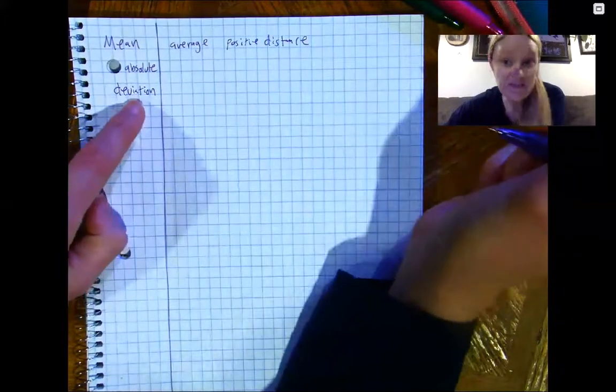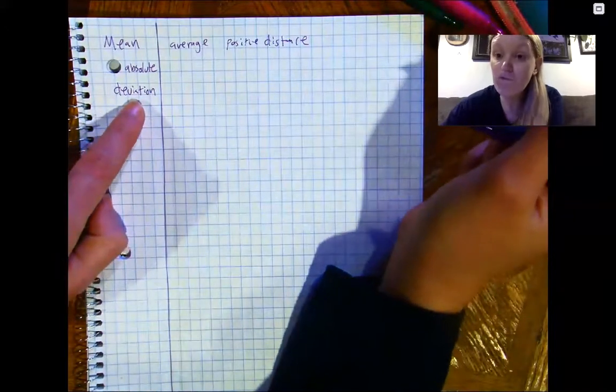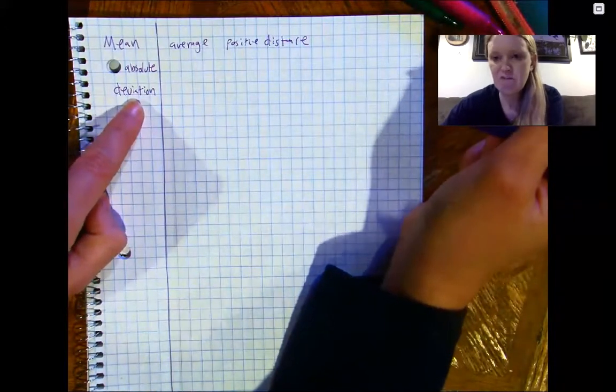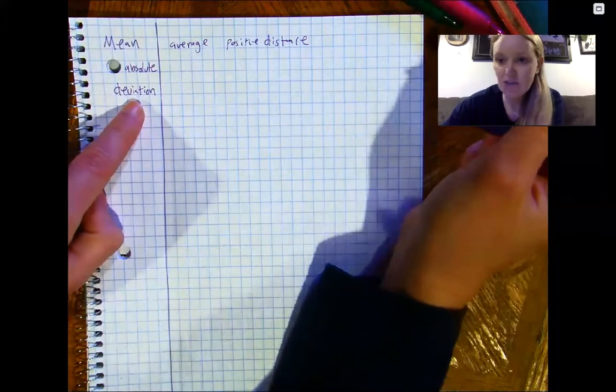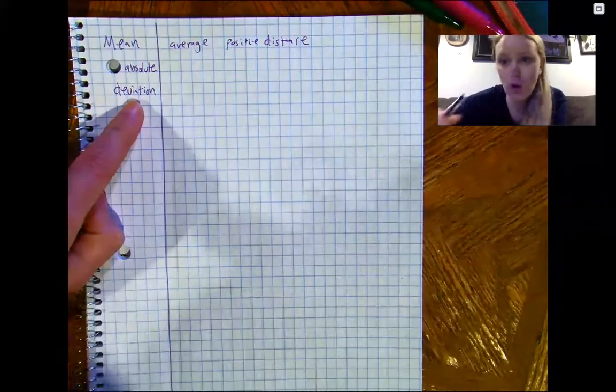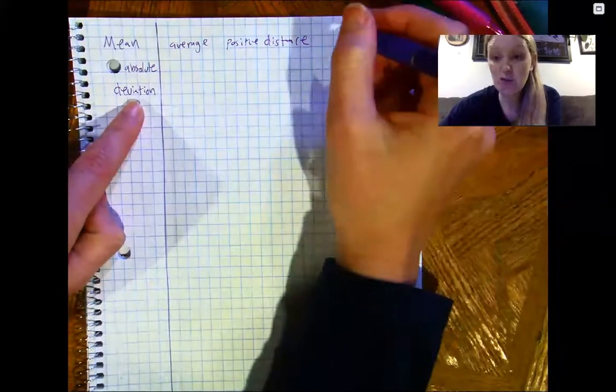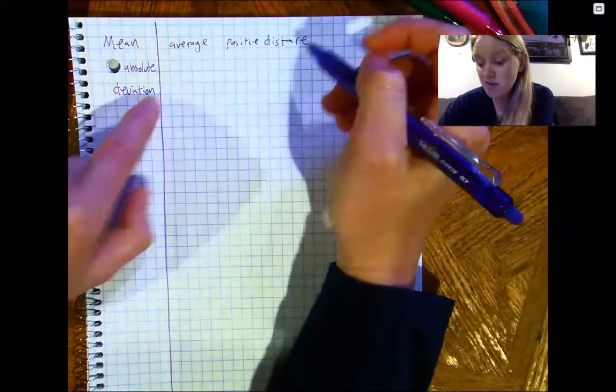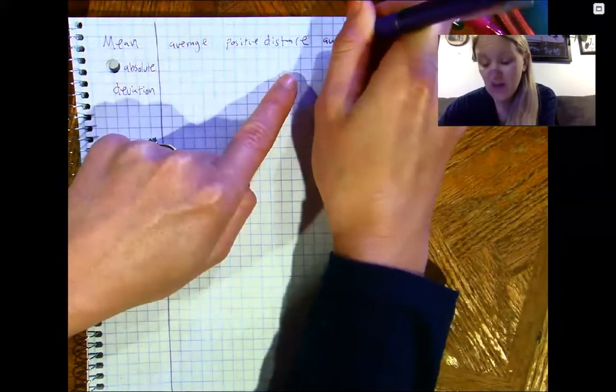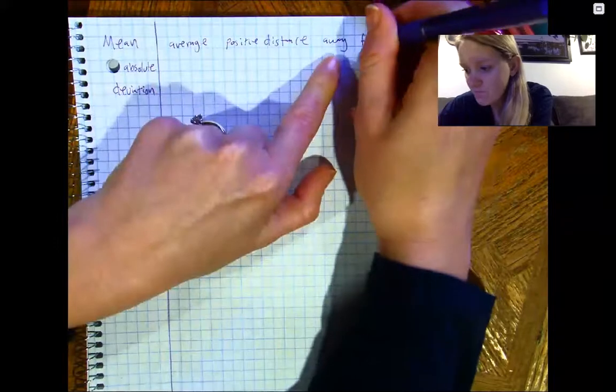Deviation: if you deviate from the plans, that means you don't follow your plans. If you're a deviant, that means you're just never listening. You do your own thing. So deviant is like when you go away from something. So, average positive distance away, and it's from the average.